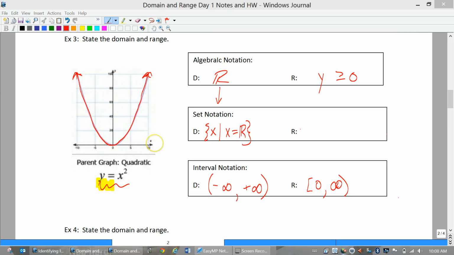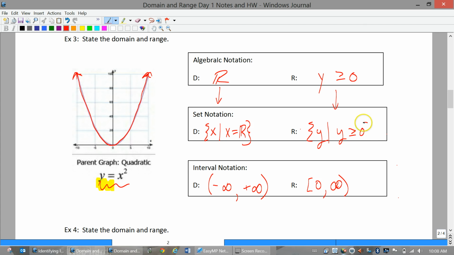For set notation for this one, for the range, we do open the set. We're saying our variable is y such that y is greater than or equal to 0, and the brackets. Notice how it's the same kind of thing? Except we have the fancy brackets. We have y again with the line. That's the only change from that one. Okay? All right, let's do the next problem.